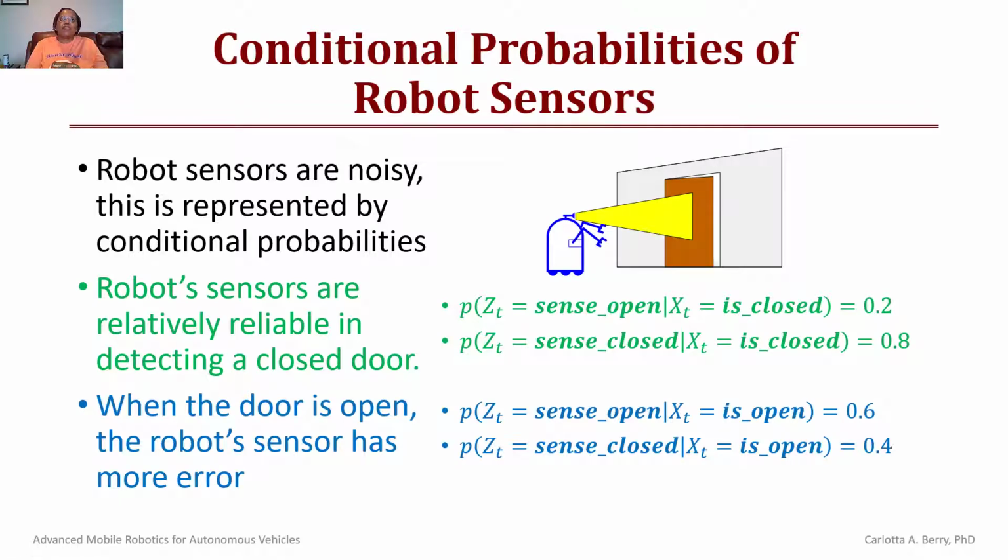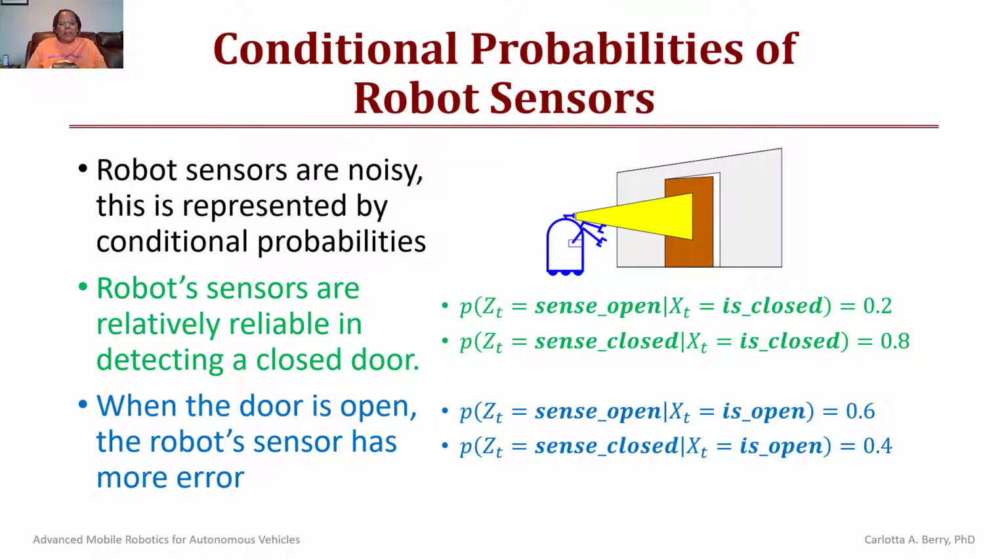So first, let's define some of the conditional probabilities, for example, for the robot sensor, which is our camera in this case. And we are going to assume that the camera is noisy, therefore it will not sense the door perfectly. So the robot sensors are relatively reliable at detecting a closed door. So we will give the probability that it senses an open door when the door is actually closed, 0.2, or that it senses a closed door when the door is actually closed, as 0.8.